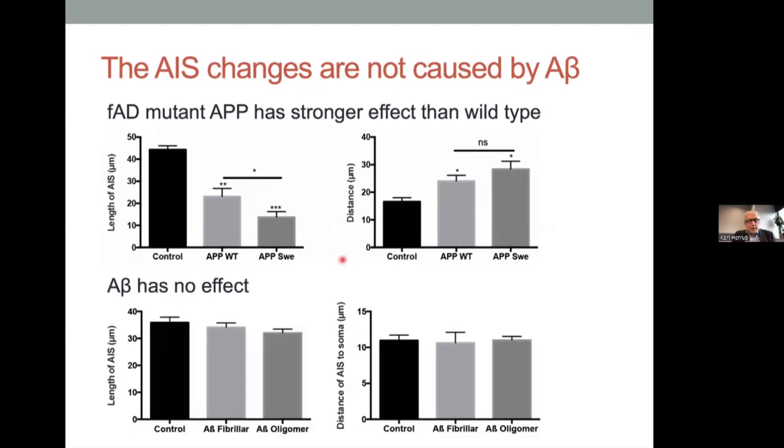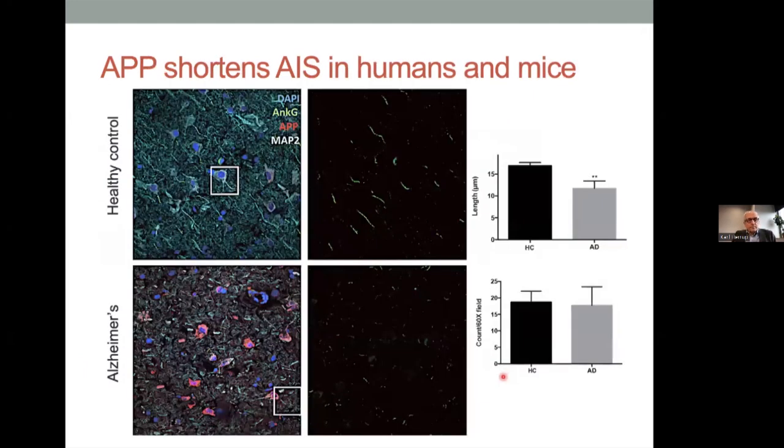I know you're thinking that it must be A beta, but I said this is an amyloid-free zone. So I'm sorry, when you apply exogenous A beta by itself, it has no effect. Either fibrillar forms of A beta or oligomeric forms, doesn't matter. Neither the length of the AIS nor its distance from the cell body changes. So it's not A beta, but it's as important in vivo as it is in vitro.